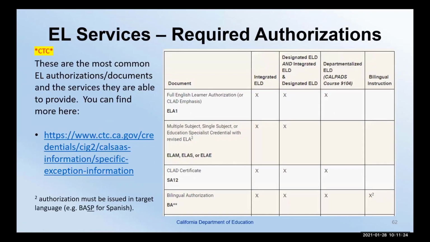And here are the most common EL authorizations and the services they're able to provide. And again, this is just so you have a resource here, and there's the link. I heard a lot of people found this resource very helpful. But before we move on, let me draw your attention to that little 2 at the bottom right corner on that last square. And that says that bilingual authorizations, again, must be issued in the target language. For example, a Spanish bilingual authorization needs to be issued for the assignment to be appropriate in a bilingual Spanish classroom.